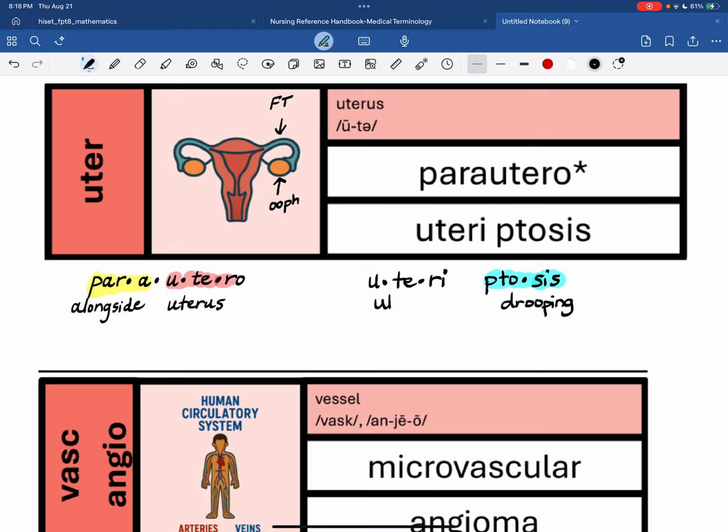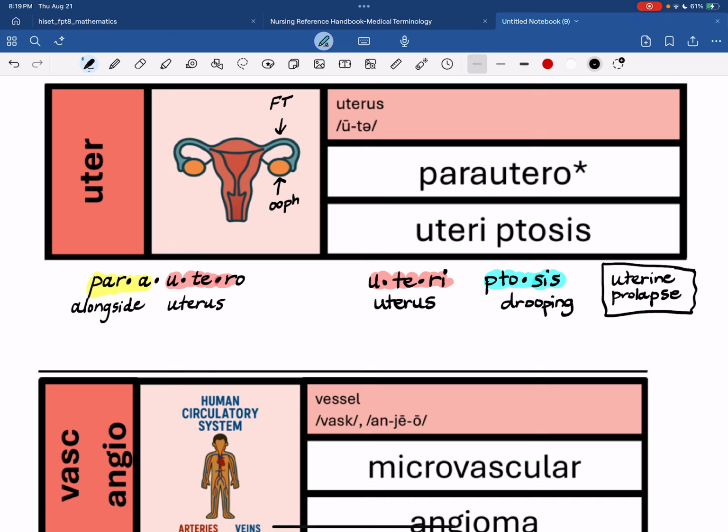Uteri is uterus. I am not familiar with this term. I am familiar with a synonym of this term, and I'll give you that one, called uterine prolapse, where the uterus drops or droops down into the vaginal vault. So uterine prolapse is the same as uteritosis. And I think you are probably more likely to see this term than uteritosis.